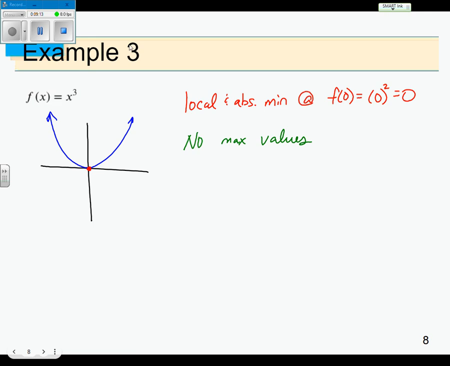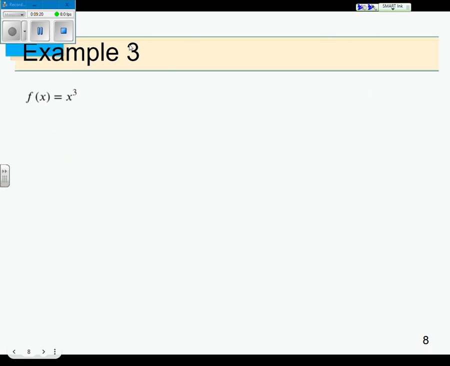X cubed is a great example of something that will have neither a max nor a min. Remember, x cubed is just going to be my snake on a plane. There's a little spot right here that's kind of questionable, but it doesn't form a hill or a valley right there. So no local max, no local min. There's not an absolute highest point because it goes to infinity. There's not an absolute lowest point because it goes to negative infinity. So no maxes or mins on that.